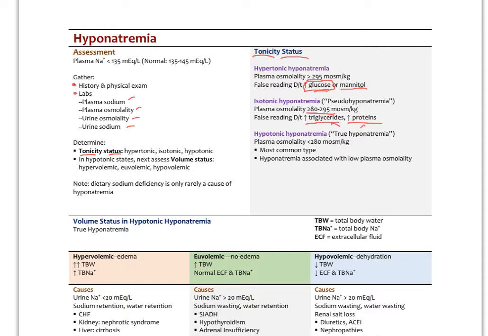The true hyponatremia is hypotonic, and that's where you get a low plasma osmolality, and this is the most common cause of hyponatremia. So that's the first thing to determine, tonicity status. Next, if you figured out it's hypotonic hyponatremia, you've got to figure out the volume status of the patient. Are they hypervolemic, euvolemic, or hypovolemic? I'll just say here before we move on, again, that dietary sodium deficiency is only rarely a cause of hyponatremia.